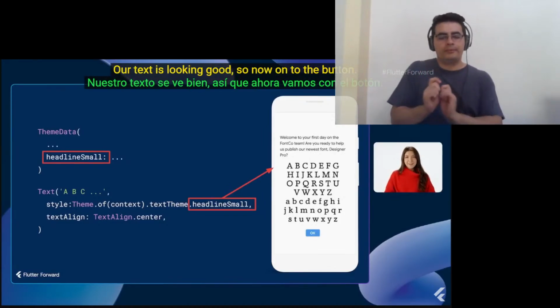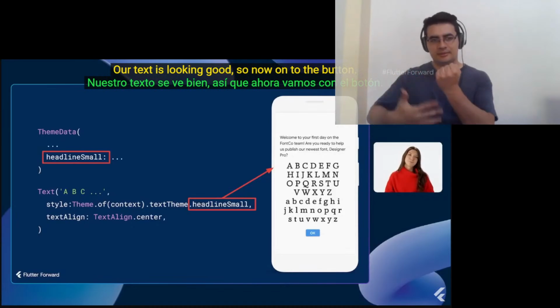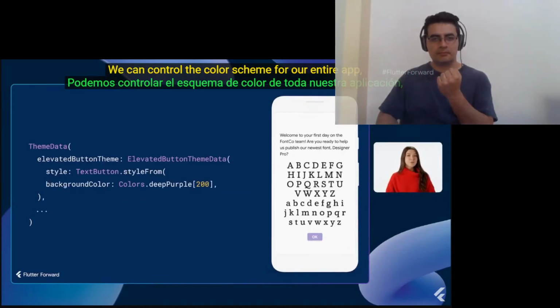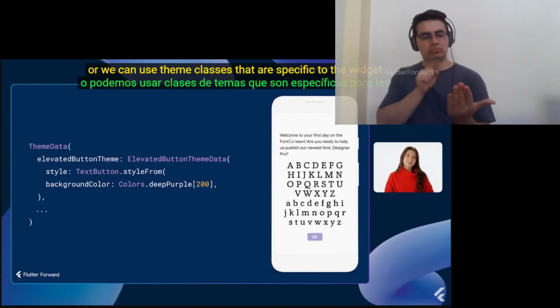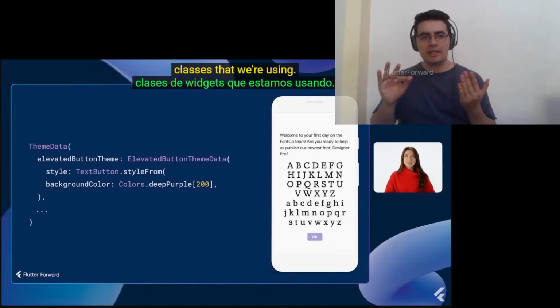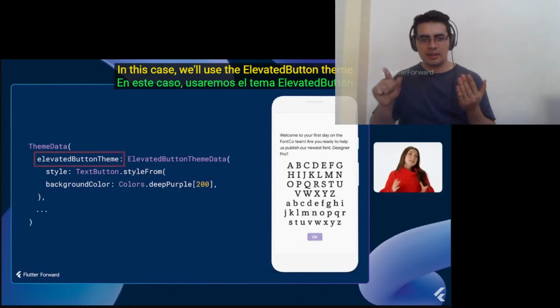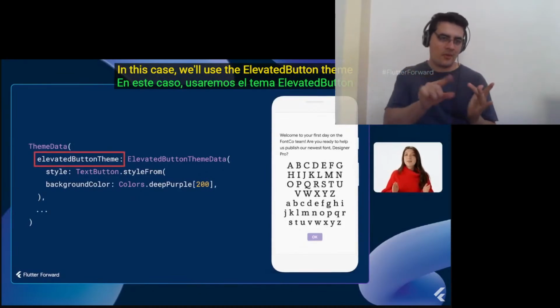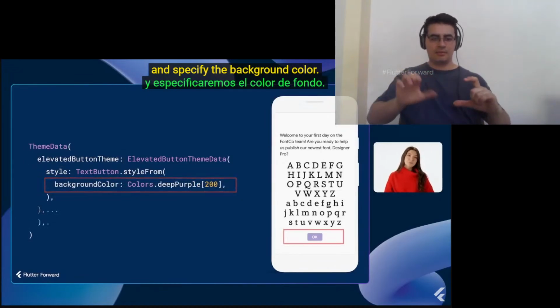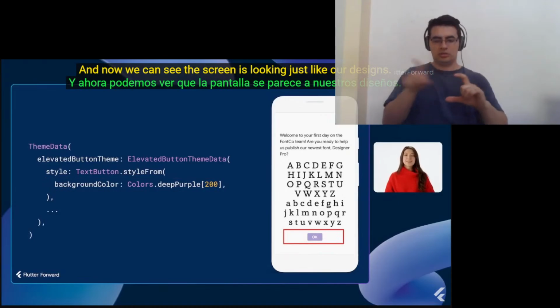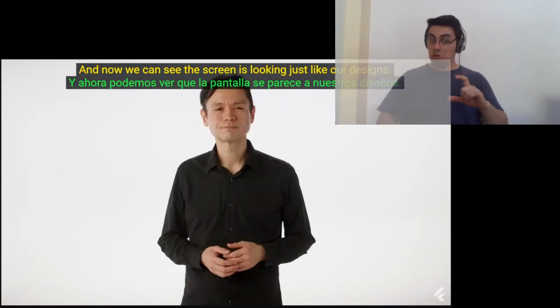Our text is looking good, so now onto the button. We can control the color scheme for our entire app, or we can use theme classes that are specific to the widget classes that we're using. In this case, we'll use the elevated button theme and specify the background color. And now we can see the screen is looking just like our designs.